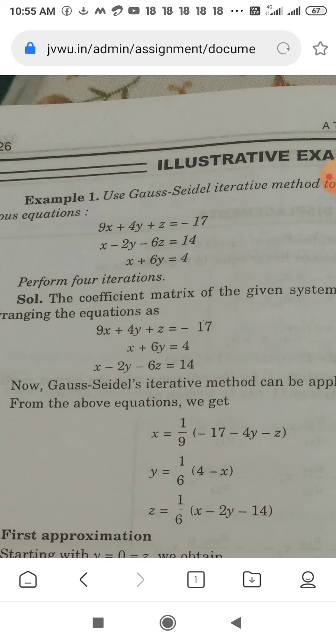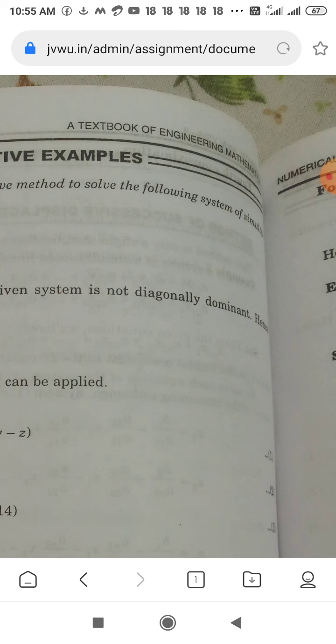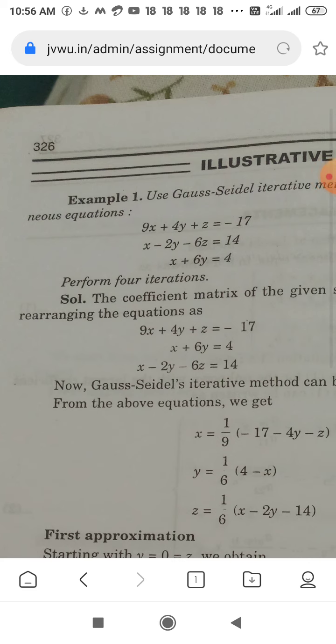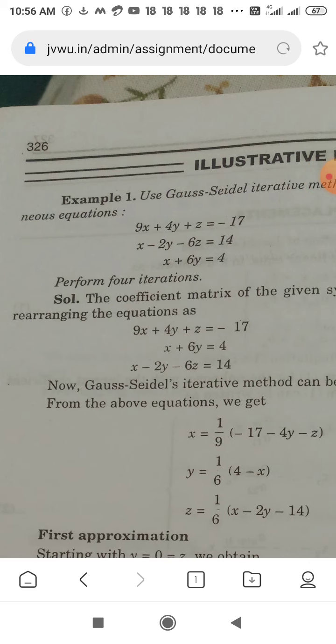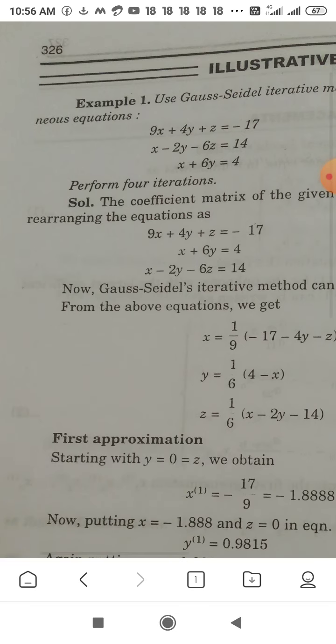The coefficient matrix of the given system is not diagonally dominant. So rearranging the equations: 9x plus 4y plus z is equal to minus 17, again x plus 6y is equal to 4, and x minus 2y minus 6z is equal to 14. Now the Gauss-Seidel iterative method can be applied to the above equations.